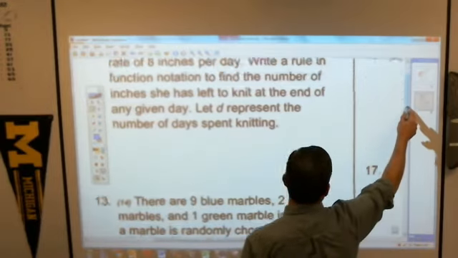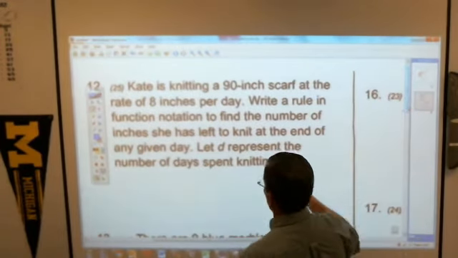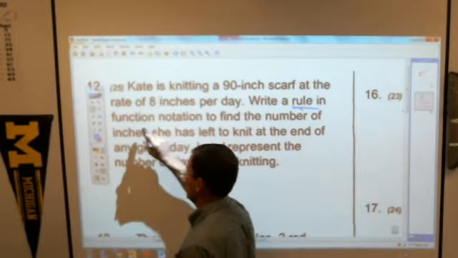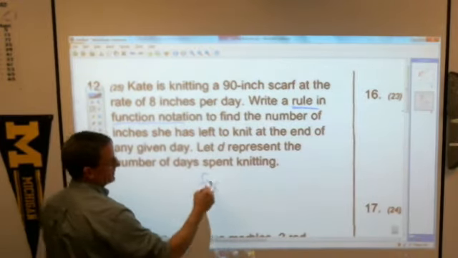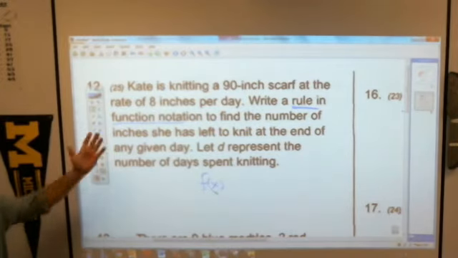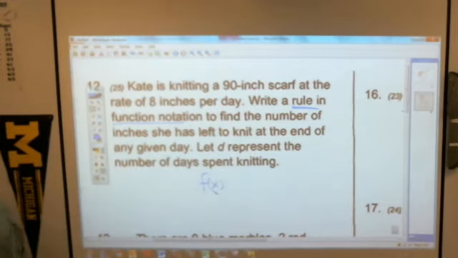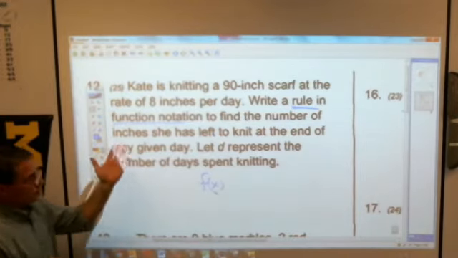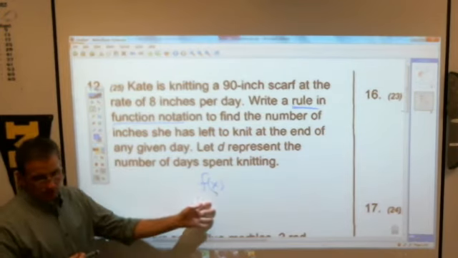Number 12, this is your strategy. Write a rule in function notation, and function notation just means you write it as f of x. Now the problem, Brant, is picking a rule, because they give you a bunch of different operations, and the easiest way to figure out what your rule is, is pick some random number and see what you do to calculate the answer. And this thing says, she is knitting a 90-inch scarf, and she's doing 8 inches per day, right? The question is, what rule can you use to show how much she'll have left to do at any given day?